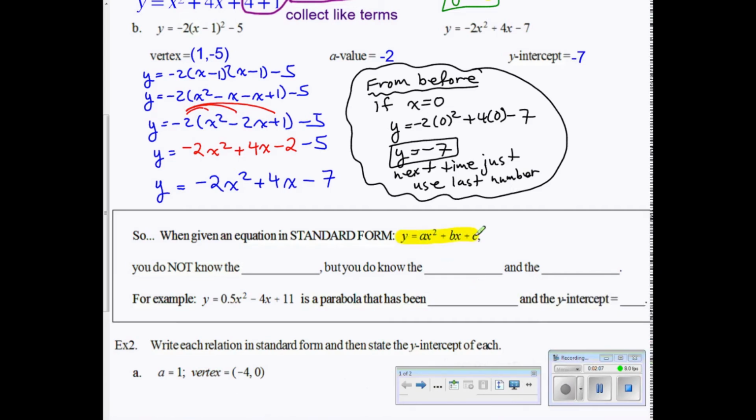So here's what you need to answer. We're going to write this out. When we have an equation in standard form for a parabola, and you don't know the vertex, but you do know the a value and the y-intercept, for example, if I look at this equation here, 0.5x squared minus 4x plus 11, we know that it has been compressed by 0.5. Remember, a is less than 1, and it's still opening up. And the y-intercept is 11. We're done. That's it.